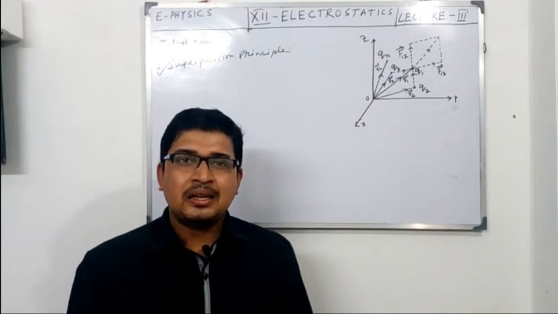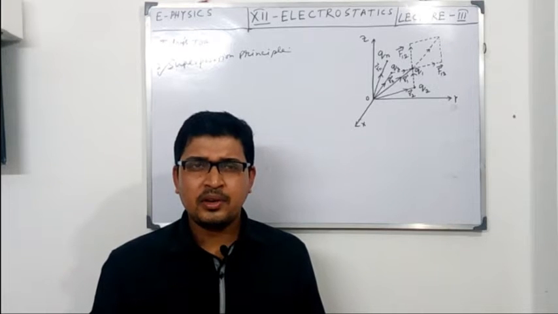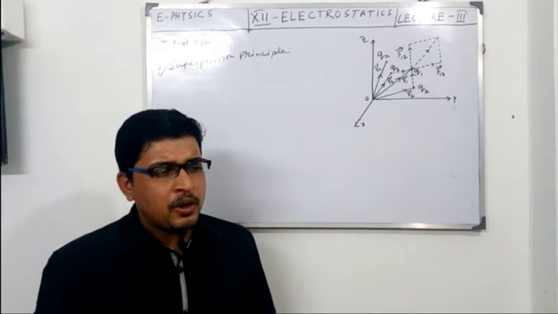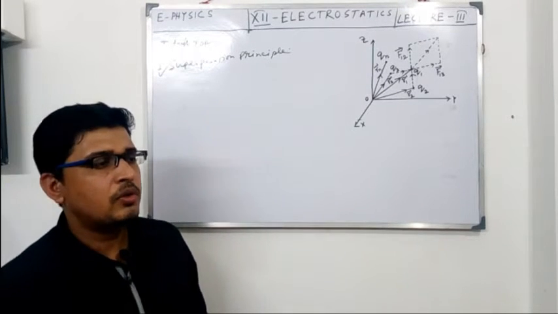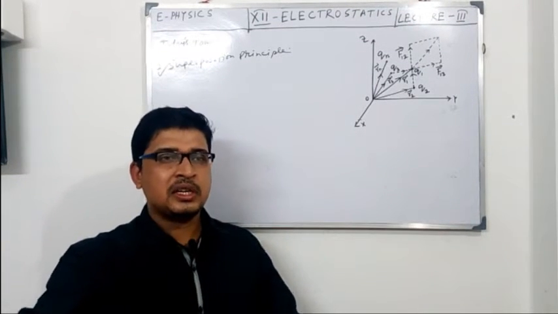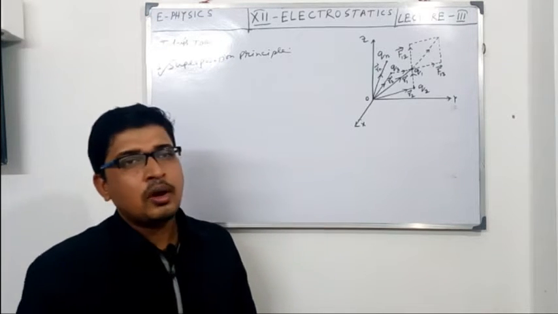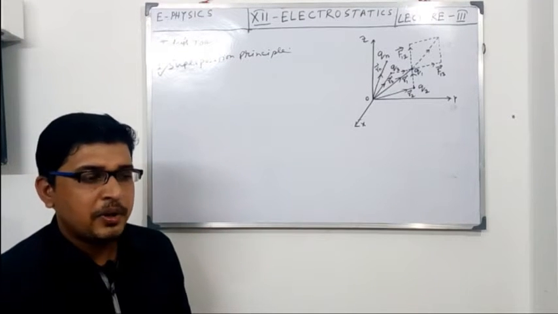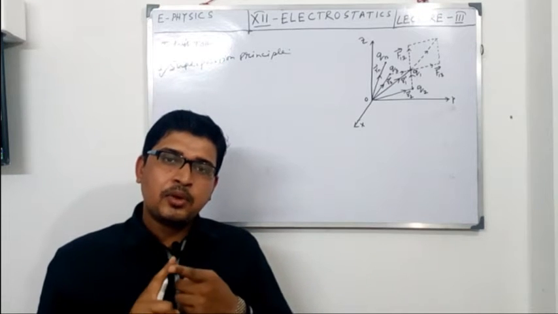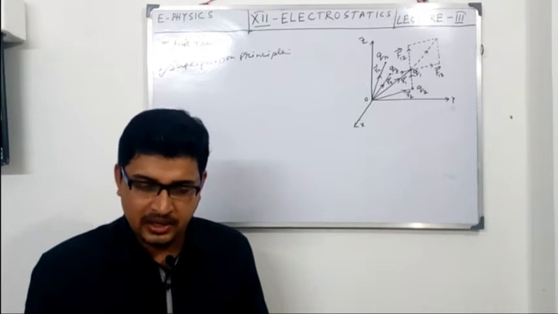So we shall understand the concept of the superposition principle with a very simple numerical example. Suppose we have to calculate the amount of force on a particular charged particle due to n number of other charges present in a certain region. उसको हम लोग कैसे करेंगे? Because we know that with the help of Coulomb's law, we can calculate the amount of electrostatic force between two charged particles, but one limitation is there.